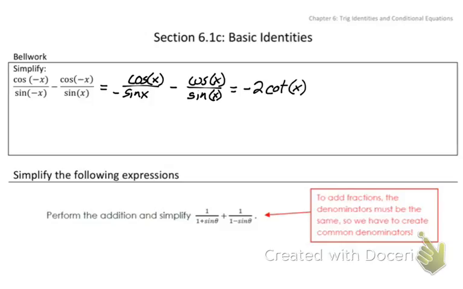cotangent x. And it could have worked out if you just replaced each of these with cotangent. Then you have negative cotangent minus cotangent, so you didn't have to skip right to there. Any questions on that bell work?